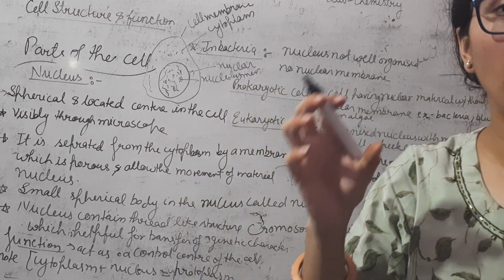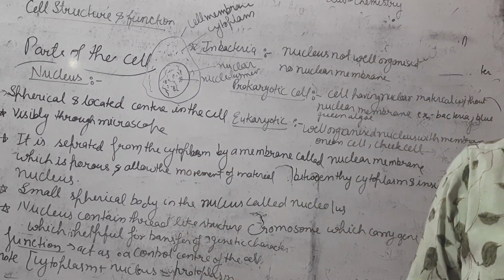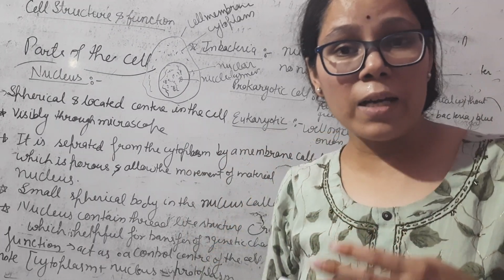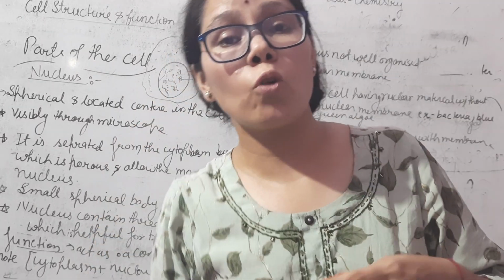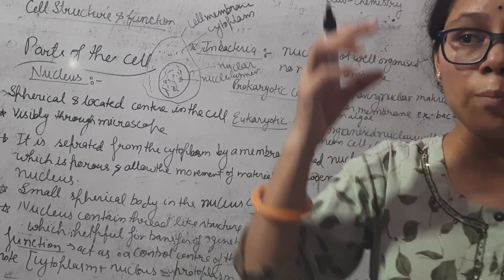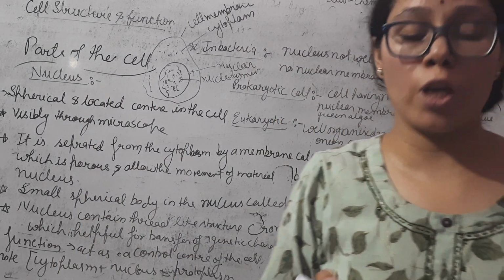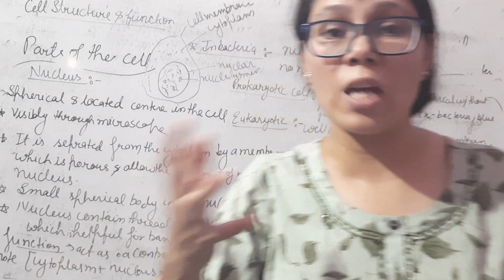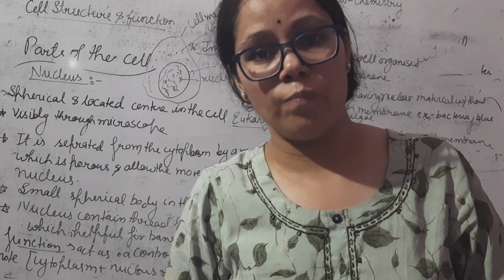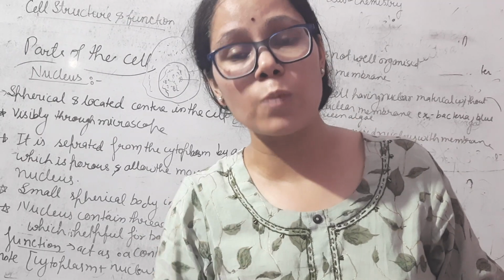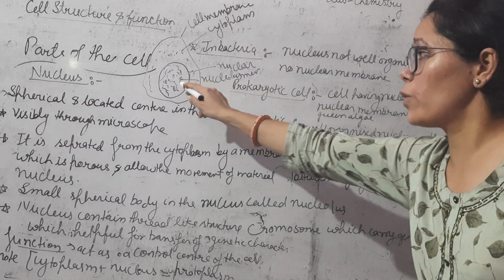A gene is a very helpful factor for transferring genetic character from parent to offspring. We know that if a parent's eyes are brown, the children's eyes are also brown. If a mother's hair is curly, the offspring's hair is also curly. This is genetic character. Genetic character transfers from parents to offspring with the help of genes, which are present in the nucleus.